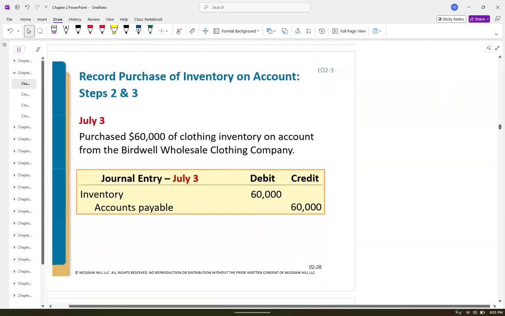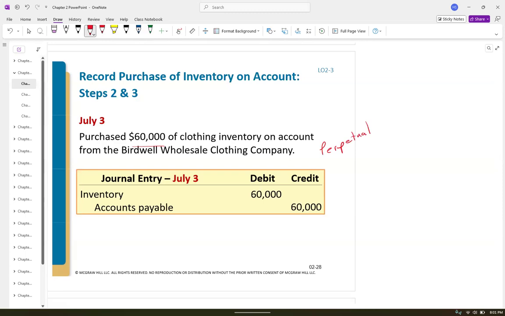Okay. So then we're going to record a purchase of inventory on account. So they said purchase $60,000 of clothing inventory on account from Birdwell Wholesale Clothing Company. They didn't tell us, but they probably should have said this is perpetual inventory system. Okay, so we're going to debit inventory, that's an asset, credit the accounts payable.